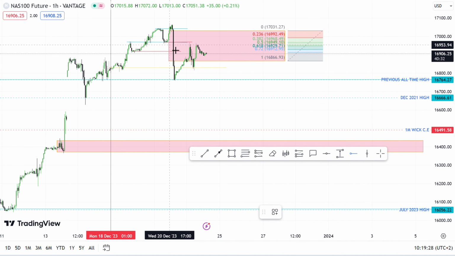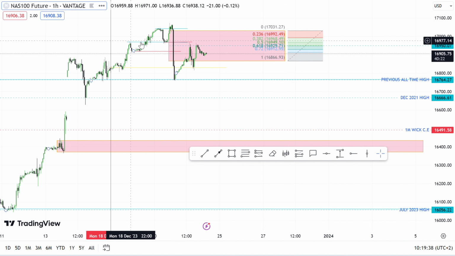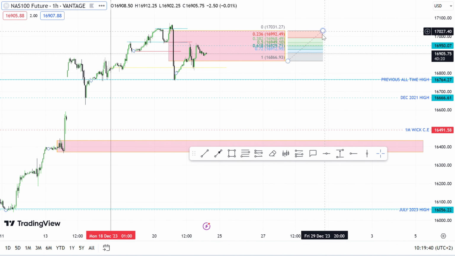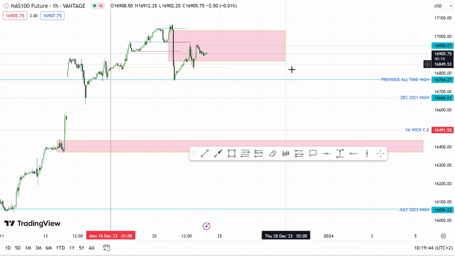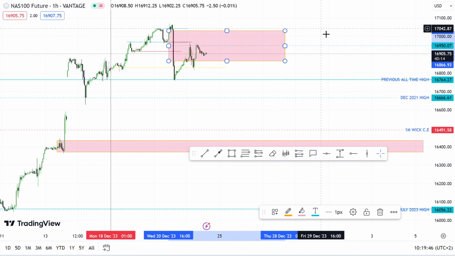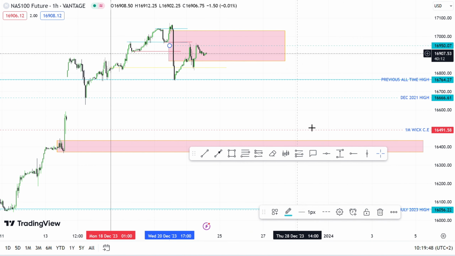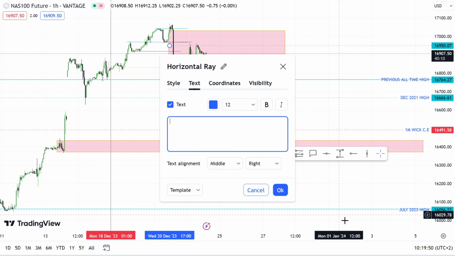So, 50% mark. No, right here. You see, look at how we respected the 50% mark of this, the consequent encroachment of the fair value gap. So, it's not a coincidence that the 50% mark of this 1 hour SIBI is along with the breaker.